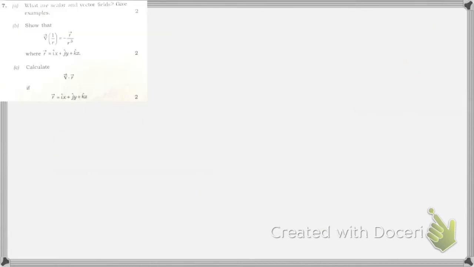Now this is question number 7. Here you can see, what are scalar and vector fields? Give examples. So the first question is, what are scalar and vector fields? Give examples.